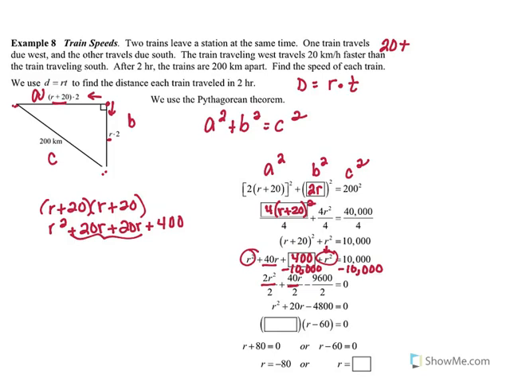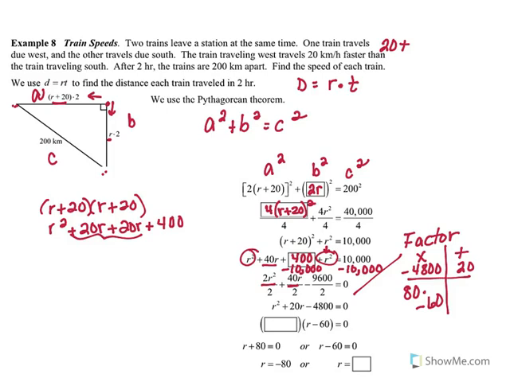Again, they're all divisible by 2, so I'm going to simplify again, which is nice, leaving us with r squared plus 20r minus 4,800. So I'm going to factor. This looks like something that's factorable. So I want to find two numbers that multiply to negative 4,800 and add to 20, which looks like it's going to end up being 80 times negative 60, since 8 times 6 is 48, and 80 minus 60 is 20.